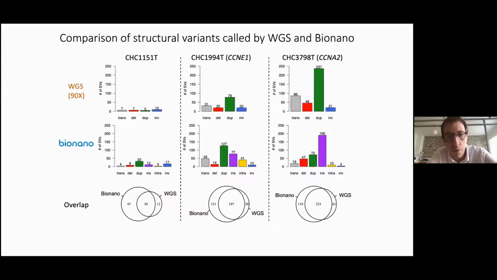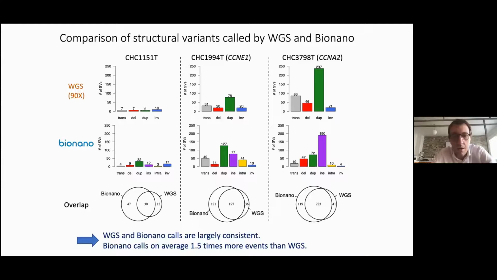What you can see overall is that we have a very good match between the two technologies, with the majority of structural variants identified by both. However, for each tumor, we have some events identified only with Bionano and some only with whole genome sequencing. Globally, we have more events identified with Bionano, on average 1.5 times more events than with whole genome sequencing. And we also have a larger diversity of events, including some intrachromosomal rearrangements. And we also noticed that some of the tandem duplications are classified as insertions. These correspond to the very small events.